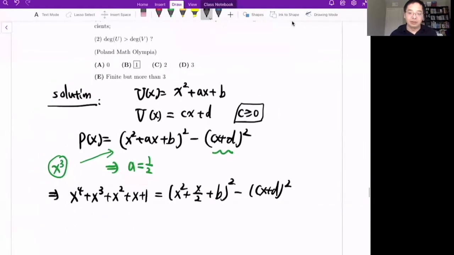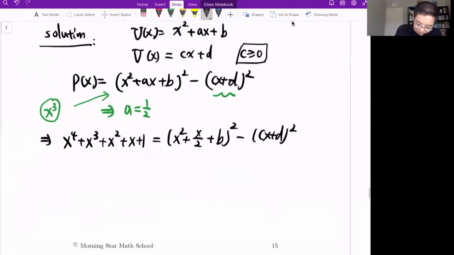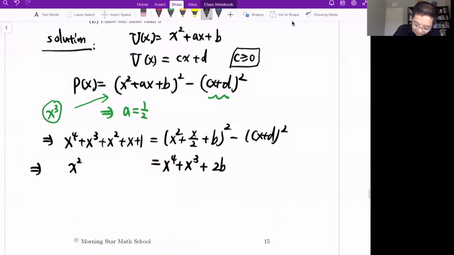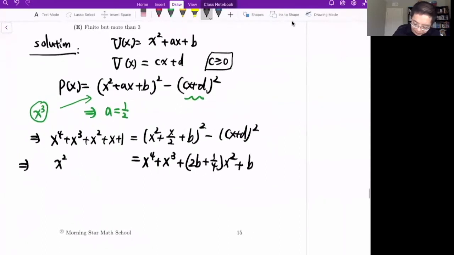Based on this setup, next we write out and compare coefficients of different powers of x, and then we set up equations. Here we have 3 unknowns, b, c, d, so we expect to have 3 equations. Let me write the square out. This is x to the 4 plus x cubed, plus (2b plus 1/4) times x squared, and then the b x term, plus b squared, minus c squared x squared, minus 2cd x, and minus d squared.